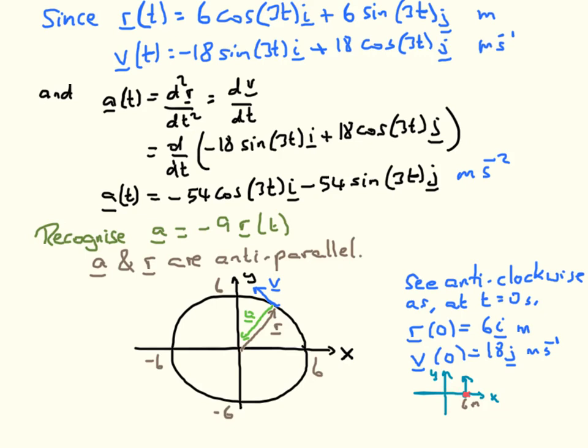And the velocity vector at t is 0, we just go back to here, put t is 0 in, that vanishes because sine of 0 vanishes, and here we have 18 times the cosine of 0, which is 1, so we have 18j. That is positive, so the velocity at t is 0 is in that direction. So what we see is that the particle is going anti-clockwise around the circle, and that's why I've drawn the velocity vector in that direction.